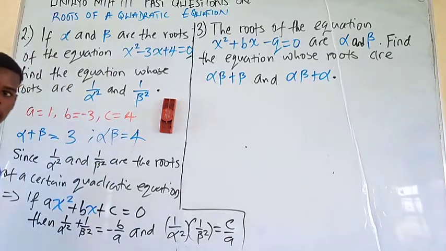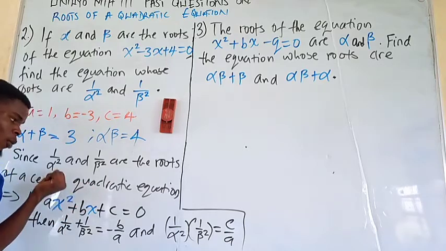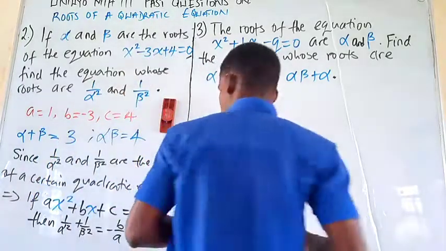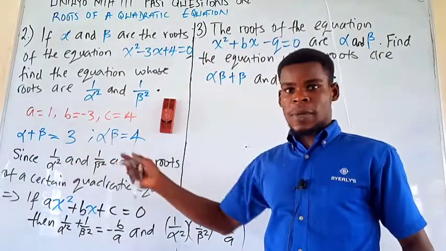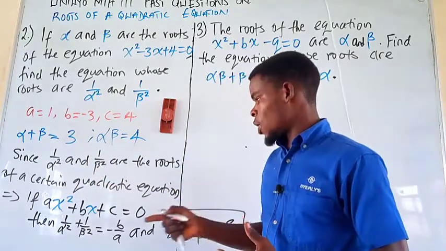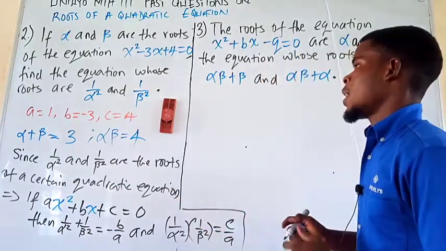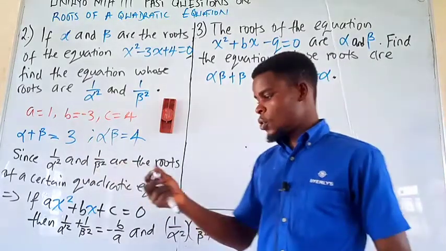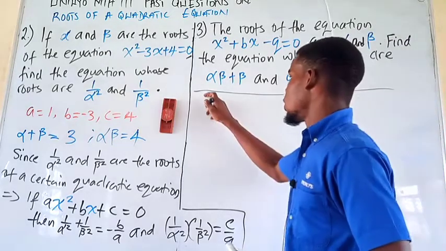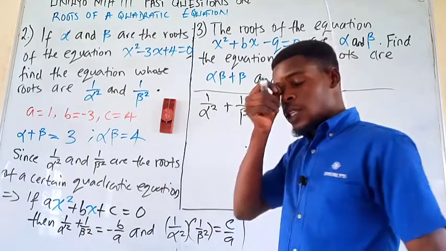So what I'm just saying here is that if we find a new equation, okay, whose roots are 1 over alpha square and 1 over beta square, the equation should be such that the sum of those two roots will give us negative b over a, just like we normally have, okay? And the product will give us c over a. So that's just what I'm trying to do here, right? Okay, so I am going to sum these new roots together. Let me use this part. So I'm going to sum these two roots together, 1 over alpha square plus 1 over beta square. I will try to simplify this.